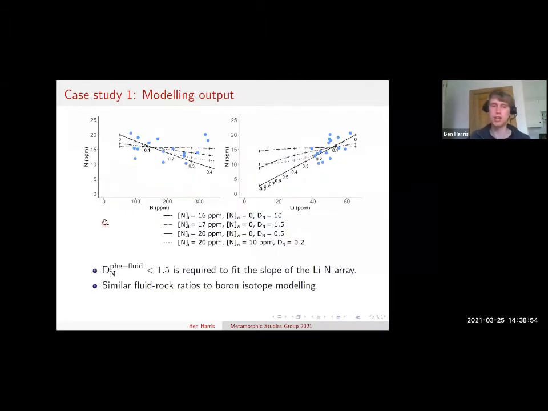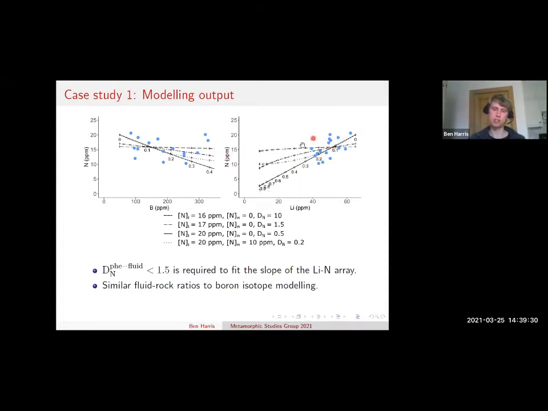So we used the same boron compositions as we used in the boron isotope modeling. We used lithium partitioning data from previous studies and a low lithium concentration, a 0 lithium in the fluid. We also assumed no nitrogen in the fluid, and then we varied the partition coefficient for nitrogen in order to vary the slope of these models and fit the data that we observe. In particular, this positive correlation between nitrogen and lithium.